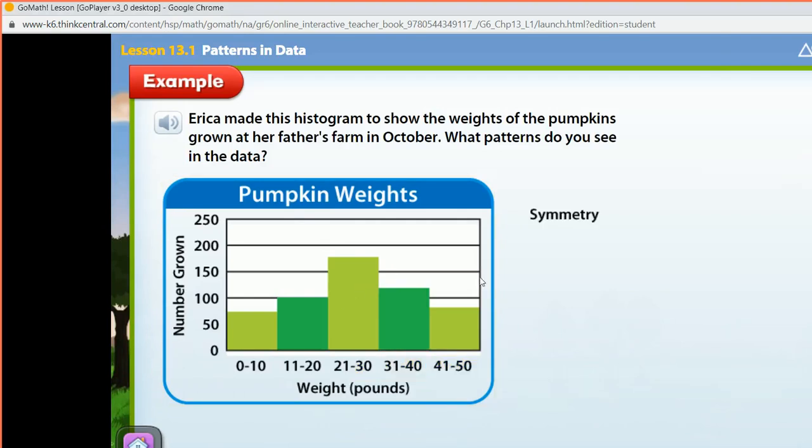Finally, let's see if the histogram has symmetry. What's symmetry? A figure has lines. Any symmetry here? Say yes or no. Write yes or no. Where are you, Nasser? Engage with me.